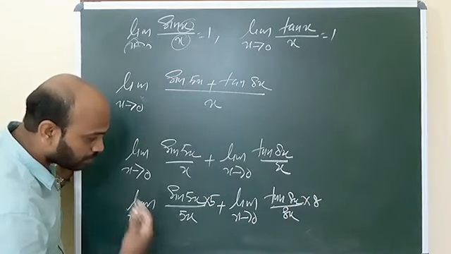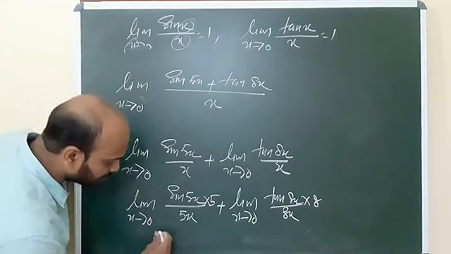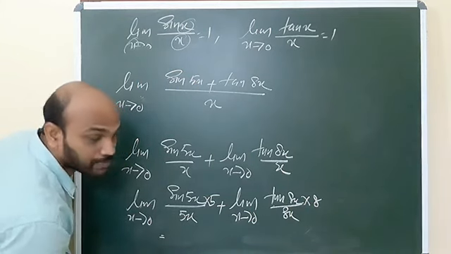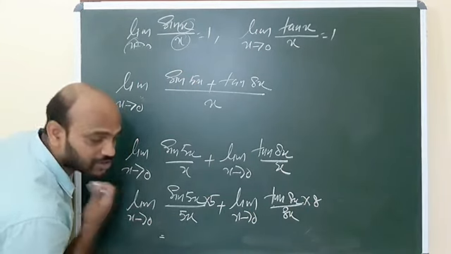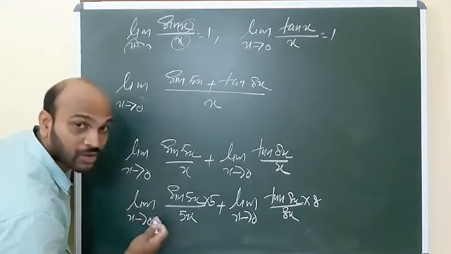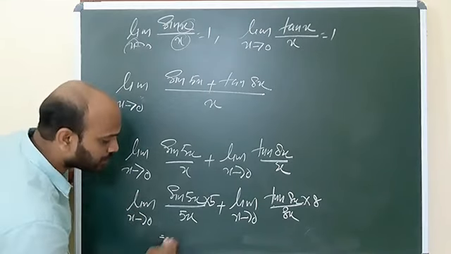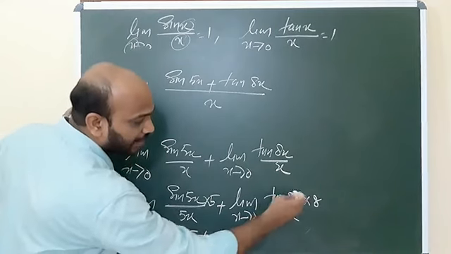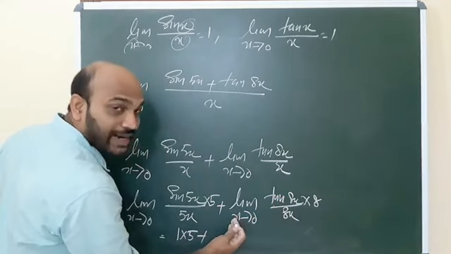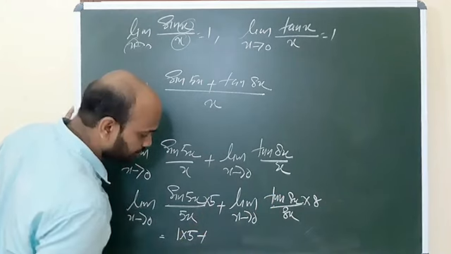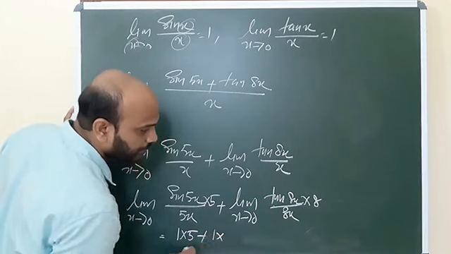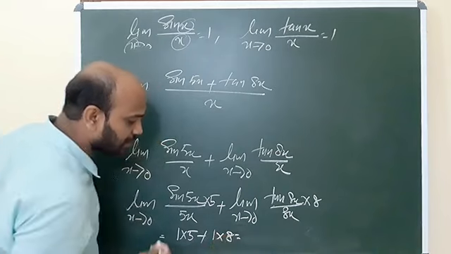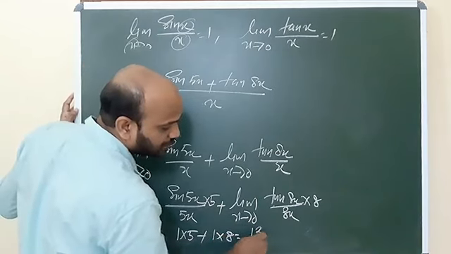Okay. Now you can apply the limit. So the first term will be sin 5x by 5x, and 5x tends 0 because as x tends 0, 5x also tends 0. So 1 into 5, plus the second term, tan 8x by 8x. As 8x tends 0, it will be equal to 1. Okay. 1 into 8. The answer is 5 plus 8, 13.